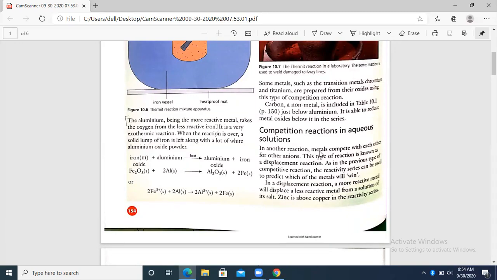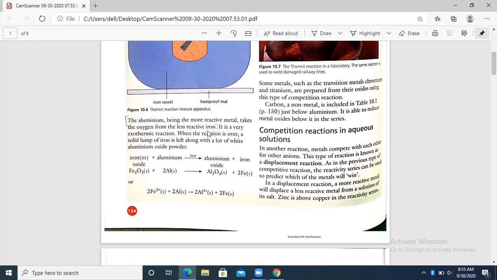In another reaction, metals compete with each other for other anions. This type of reaction is known as a displacement reaction. Here we discuss a displacement reaction: aluminum displaces oxygen from here and places it here in the product. As in the previous type of competitive reaction, the reactivity series can be used to predict which of the metals will win. In this reaction, we are using the reactivity series. Whoever has more reactivity will win in the solid state.